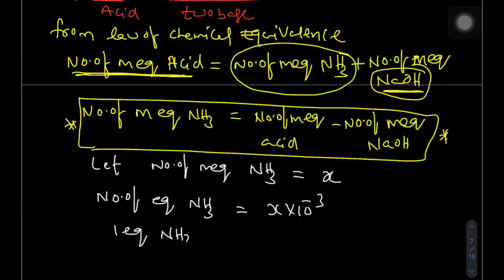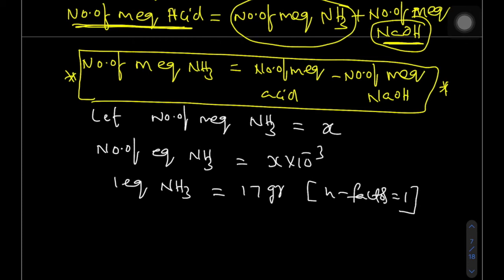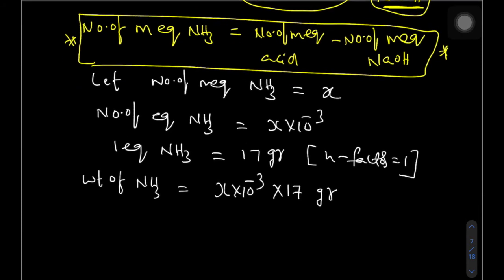Now, do you know one equivalent of ammonia will be equal to 17 grams. What is the N factor for ammonia? 1. N factor for ammonia is 1. So that's why molecular weight and equivalent weight both are the same for ammonia. Now here weight of ammonia is equal to number of equivalents of ammonia multiplied by one equivalent of ammonia. So this is the total weight of ammonia.